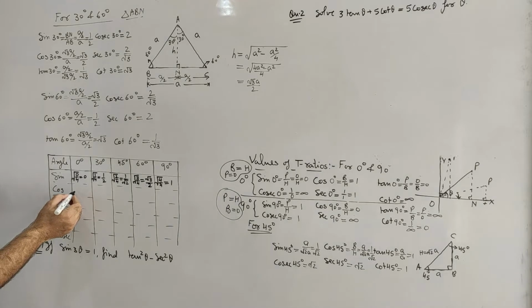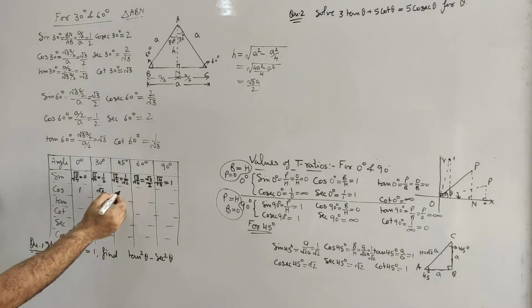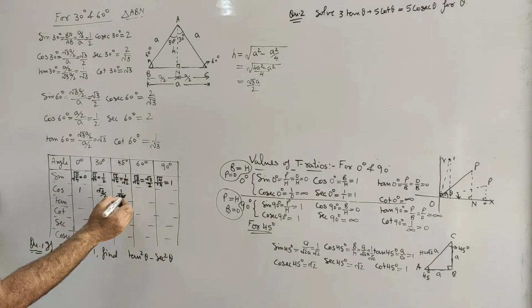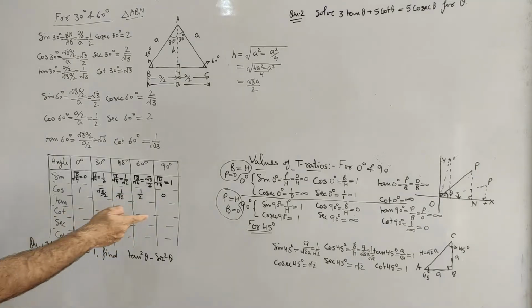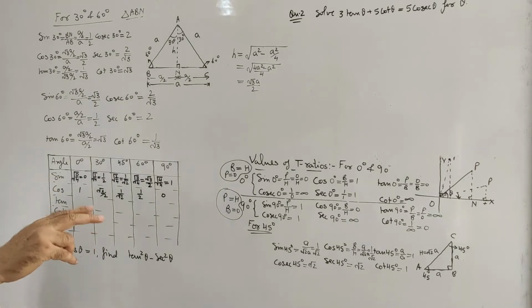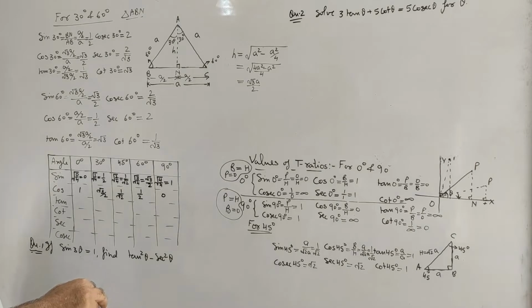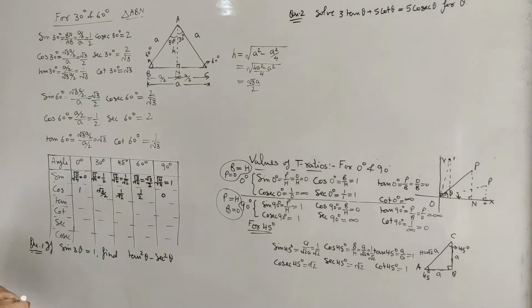Now for cos the values will get reversed. 1, root 3 by 2, 1 by root 2, and then 1 by 2, and then 0. It is because for two complementary angles, sine of one will be equal to the cos of other. That is, sine 90 minus theta will be cos theta, cos 90 minus theta will be sine theta. In the next video, we will obtain those relations.